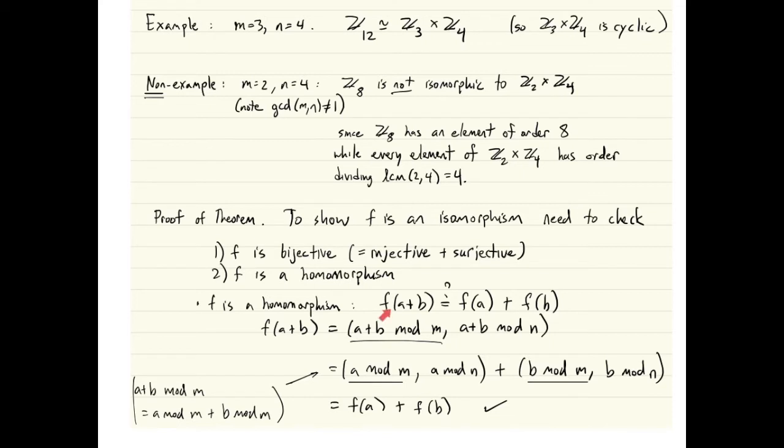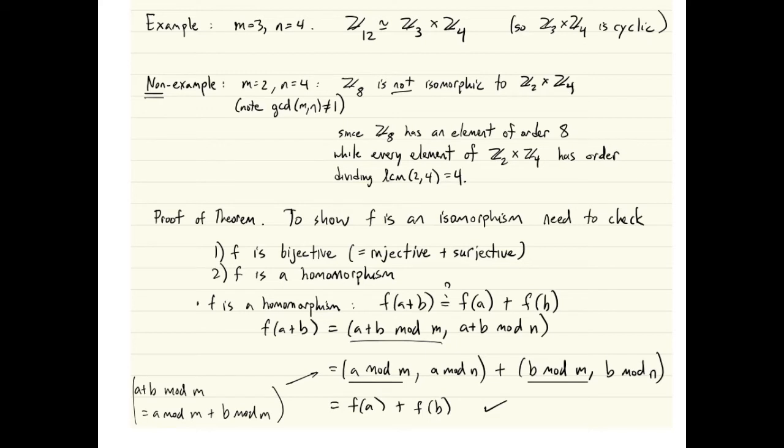So in our case, F of A plus B is (A plus B mod M, A plus B mod N). This is an element, an ordered pair, and so that's why it's an element in Z mod 3 times Z mod 4.